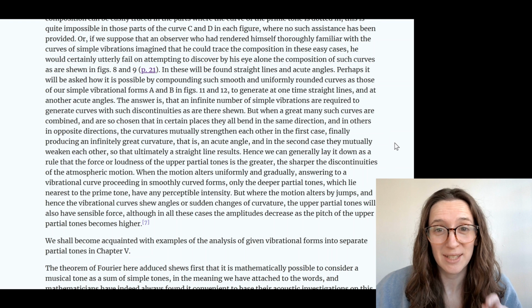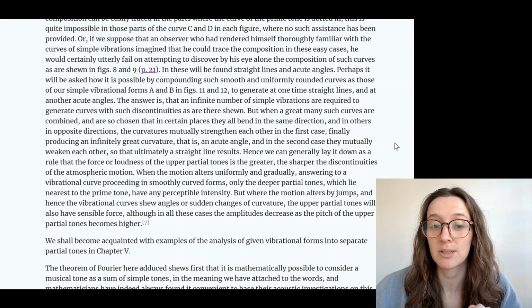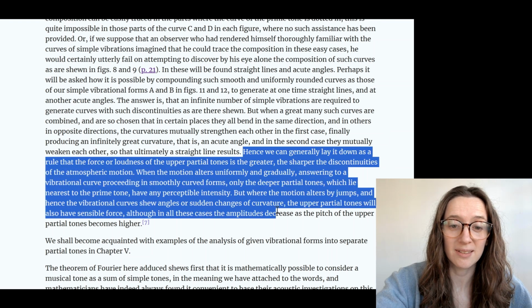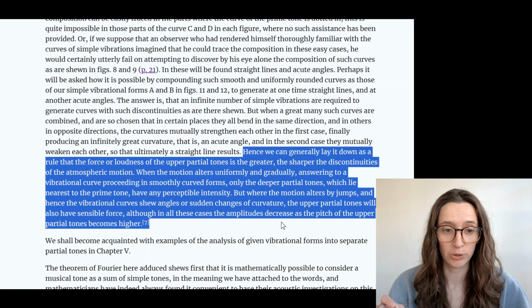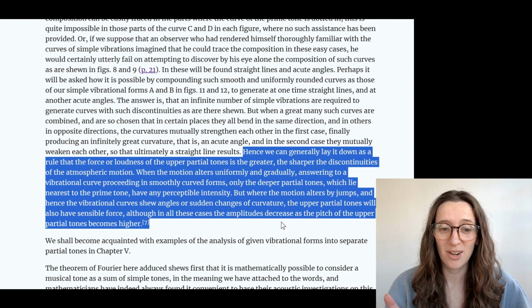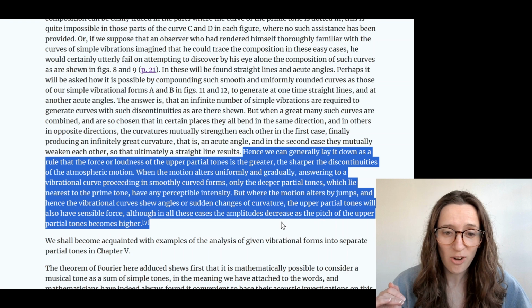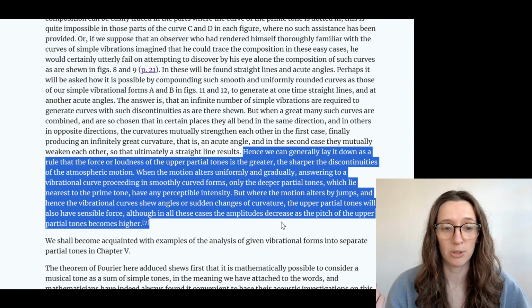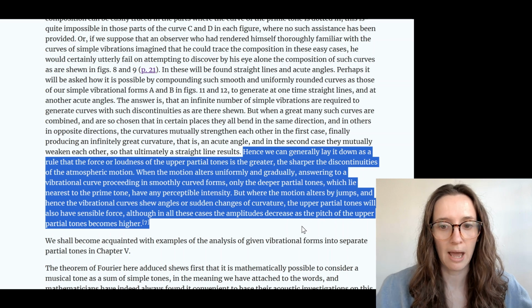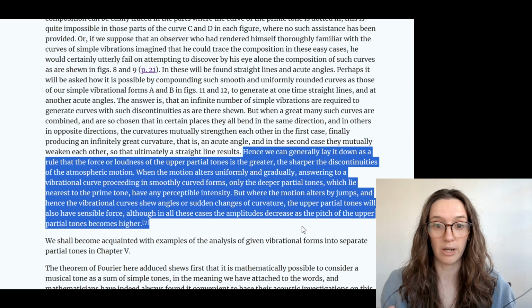Now this brings us a little bit closer to understanding the mysteries of quality of tone, because when we hear a smoother curve, we're going to hear more of the deeper partial tones, the ones closest to the prime tone. And when we see a curve with angles or sudden changes of curvature, we're going to hear more of the upper partial tones. Let's try and hear this in the app. Definitely put on your headphones.